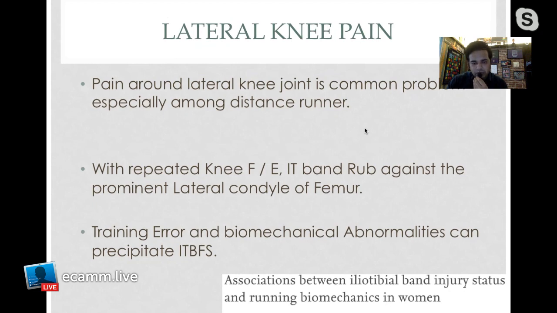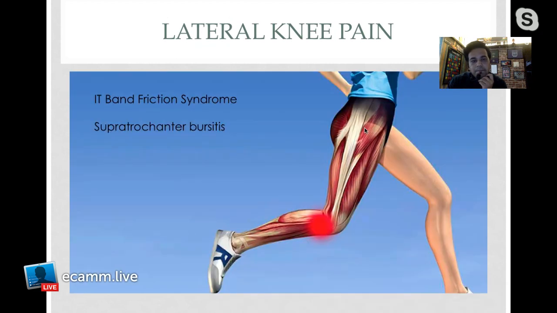There was research done a few years ago on the association between IT band injury status and running biomechanics, and how it changes the entire running cycle in women athletes when you suffer from iliotibial band friction syndrome. Now, for lateral knee pain, I'm going to talk specifically about IT band friction syndrome and supratrochanteric bursitis, which is usually formed because of the tightness of the IT band. Let's get into a little bit of anatomy.